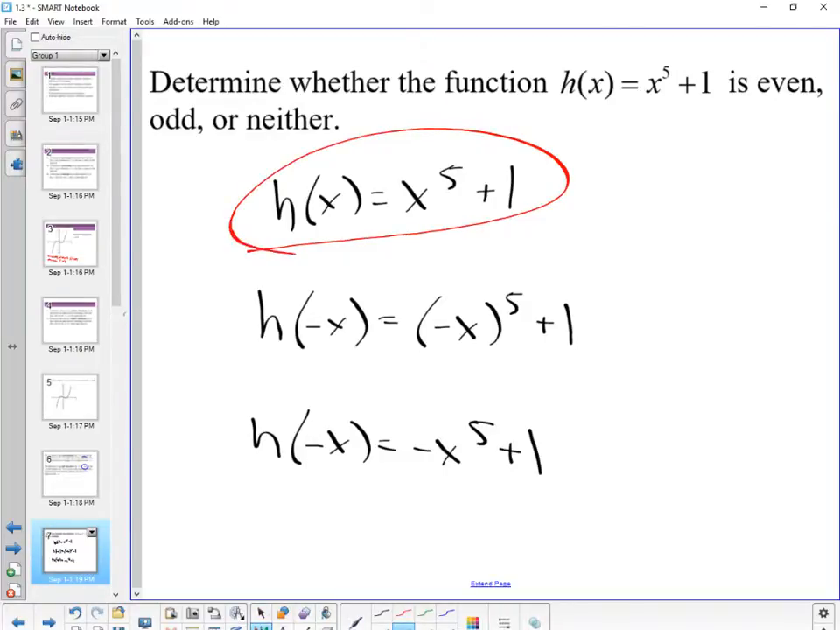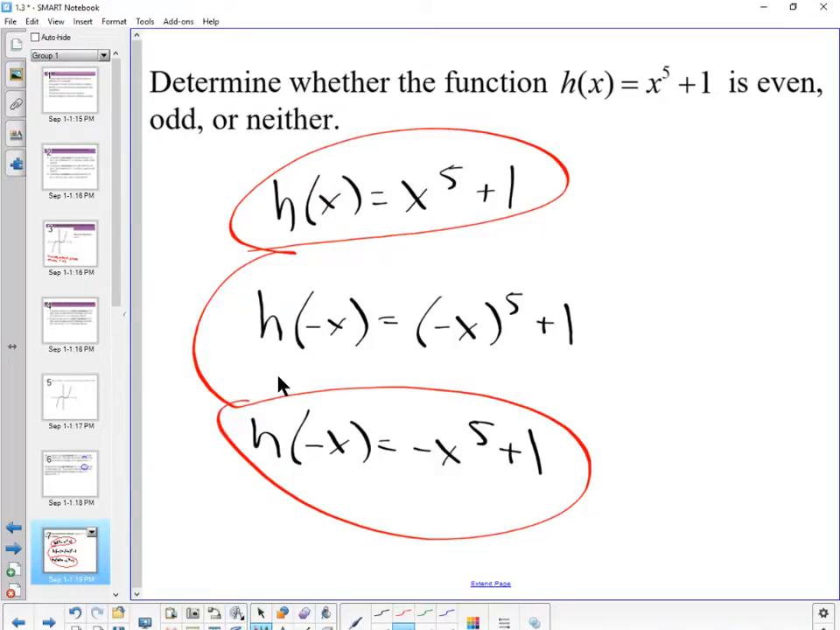So here's where you need to compare. This is my original function. Here's what I got when I substituted negative x. Did I get back the original function? No. What's different? X to the fifth is now negative. What about the other guy? Did the other guy change? No. So this is not even.